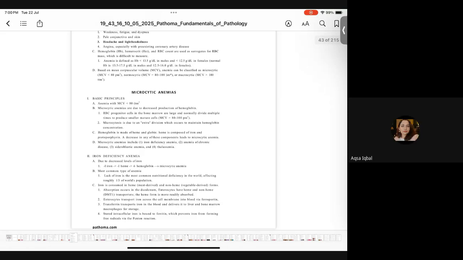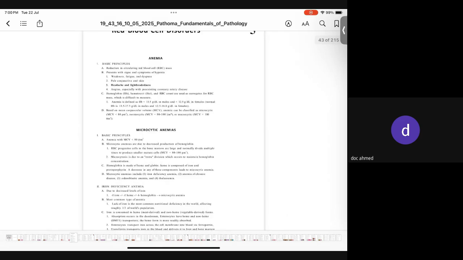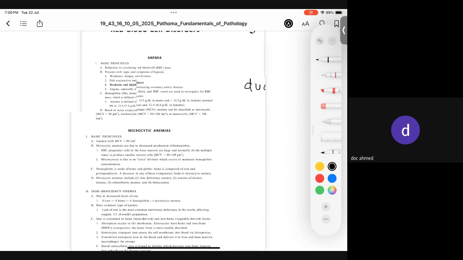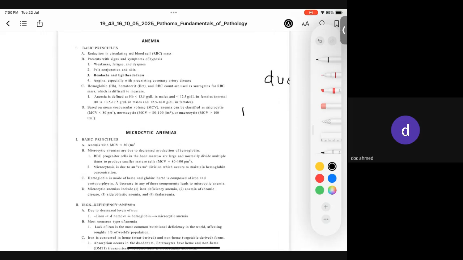Perfect. So let's just start with iron deficiency anemia, right? Let me just open my... Okay. So let's discuss iron deficiency anemia. We discussed that normally the iron is being reabsorbed, where is it being reabsorbed? In your duodenum, right? It's reabsorbed in the duodenum, right? Am I right?